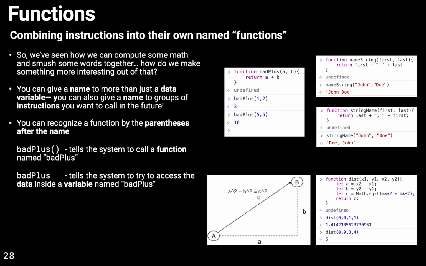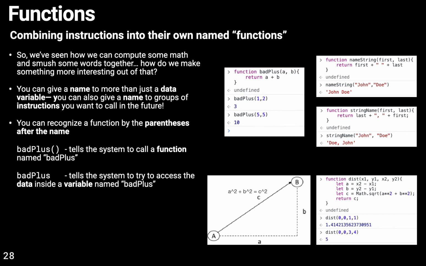So bad plus tells the system, hey, with parentheses at the end of it, and normally you would give it the arguments it needs too. I'm just making the distinction here. Anytime you see parens after a name, that means it's a function. That means the system is going to try and run a function named bad plus, something that is defined somewhere that can be used and execute code. Bad plus with no parentheses tells the system, hey, try and find a data variable called bad plus and give me what's inside. These are two different things. I hope that makes sense.